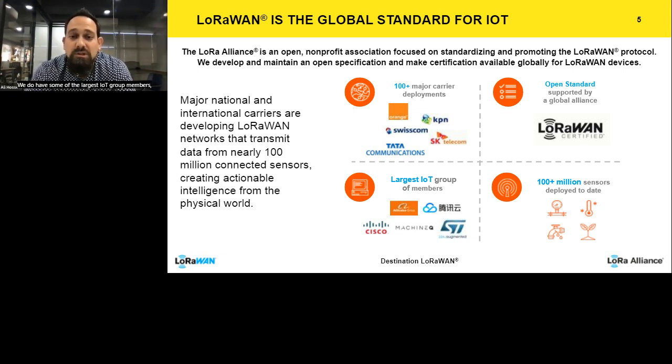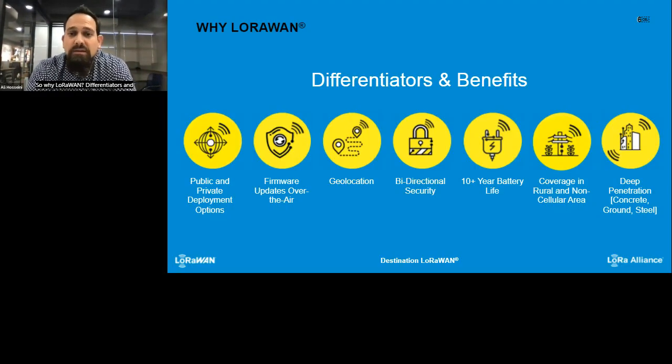We do have some of the largest IoT group members, including Cisco, ST, Amazon, just to name a few. And something really special, we have already crossed the 100 million sensor deployment mark, currently deployed around the world today. So why LoRaWAN?